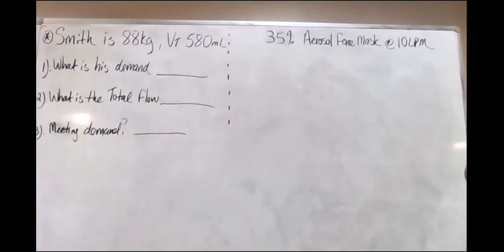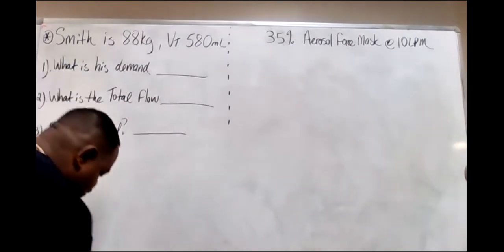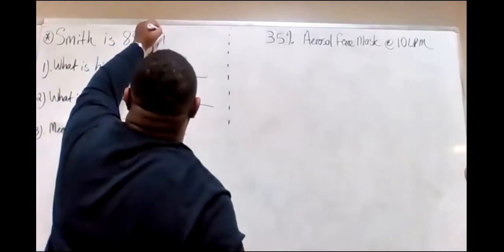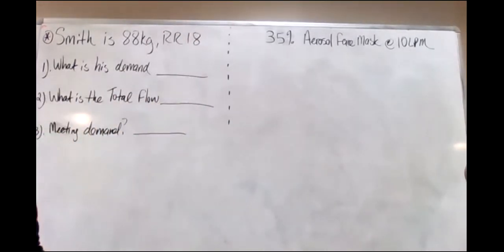Mr. Smith is 88 kilograms, and he has a tidal volume of, I forgot to add, I tripped myself up, hold on. I know you're writing, but too bad. 88 kilograms with a respiratory rate of 18. Do that, my bad. I need you to figure out his tidal volume. So Mr. Smith is 88 kilograms, has a respiratory rate of 18. What is his demand? What is the total flow of that 35% aerosol face mask running at 10 liters per minute? And are you meeting his demand, yes or no? You know how to put it all in the chat. I'm going to give y'all some time, then I'll ask a couple people, because it would be too many different answers.